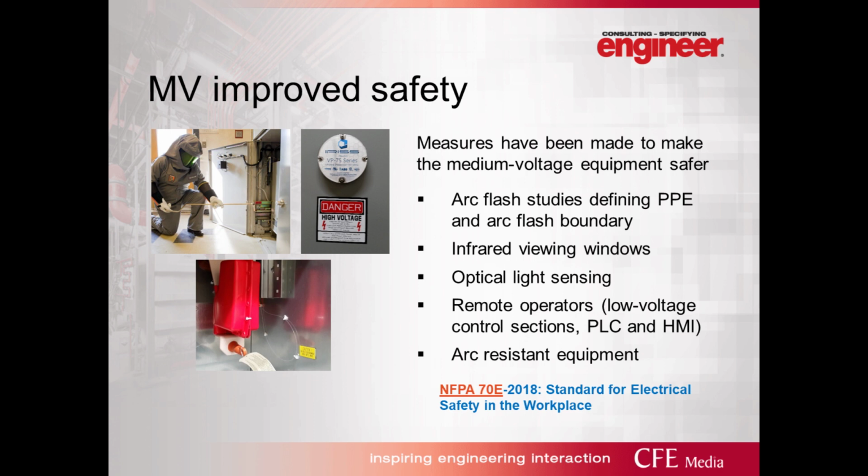There's also things like optical light sensing. The one at the bottom is basically a light sensor that runs through the switchgear, and it looks at the rate of rise. So if there's a rapid increase in current and it senses a flash, it'll trip the breakers for protection. You're starting to see remote operators, HMI screens, and PLCs, where you can do a lot of the control of medium voltage without standing in front of the gear. You'll also see arc resistant switchgear, which takes the arc explosion and sends it into a safe space, away from the people standing in front of the gear. All of this goes around NFPA 70E 2018, which is a standard for electrical safety. A lot of those things are built into it, making it much safer to work on medium voltage equipment.